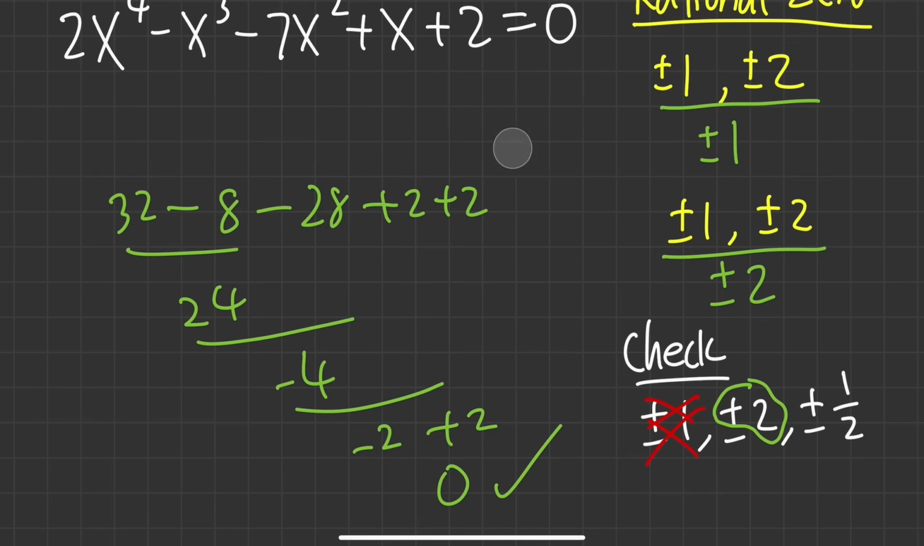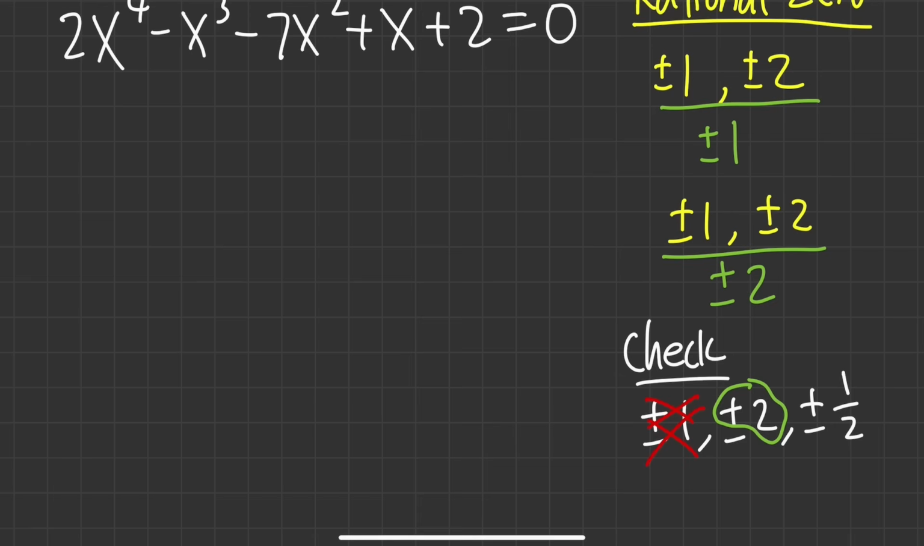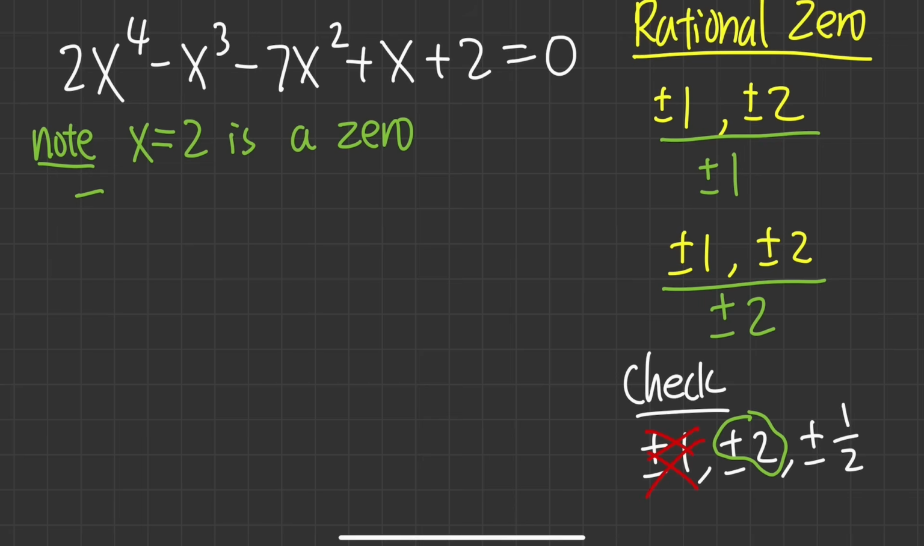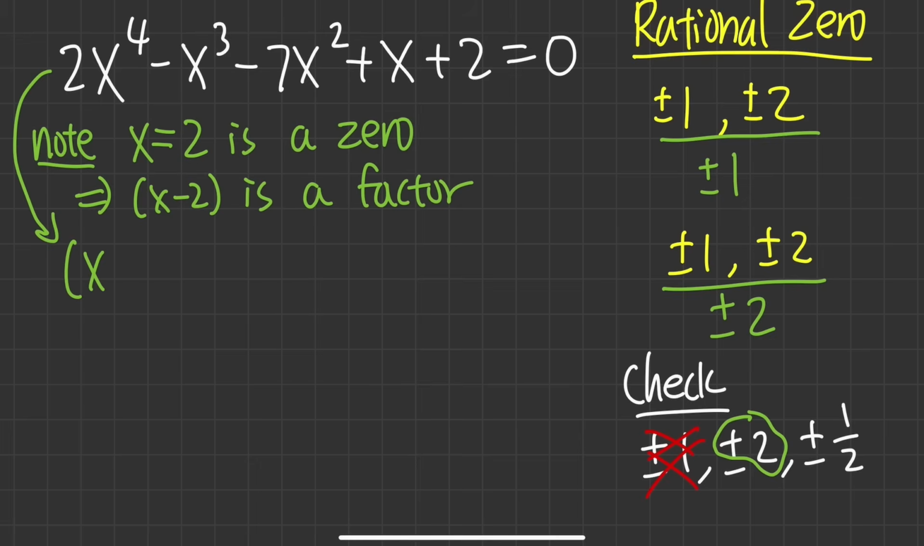So let me just erase this now, and I'm going to write note x is equal to 2 is a 0, which means if you subtract 2 from both sides, x minus 2 is a factor of the polynomial. So that means we can break this down as x minus 2 times something else. And to figure this out, we can do synthetic division.